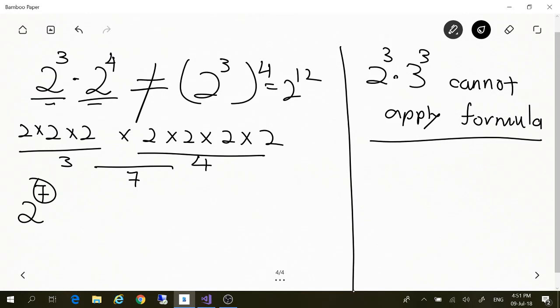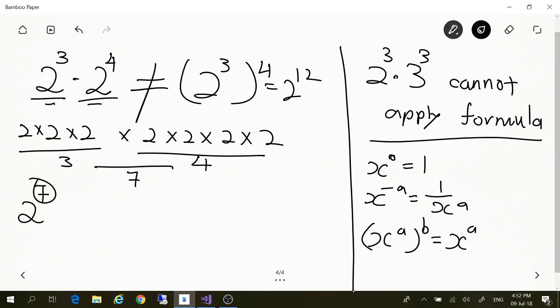So what's so good? We only need 5 of these for the exponential laws, and we have another 5 for the logarithm laws. So far we have covered 4. The first one, x to the power 0 is 1. X to the power minus a is equal to 1 over x to the power a. Then x to the power a, to the power b, is equal to x to the power a times b, and x to the power a times x to the power b is equal to x to the power a plus b. So that's 1, 2, 3, 4. Let's go to the last one.